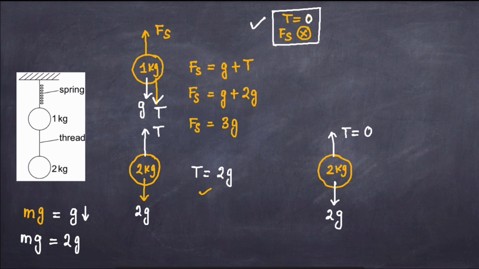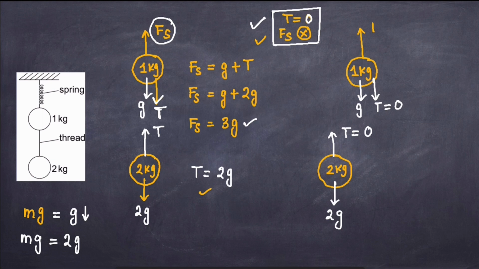Now let us again draw the free body diagram of the 1 kg block. Downward our force will remain unchanged, so G will remain unchanged. But the tension force will become 0, so over here the tension force is becoming 0. But the spring force is remaining unchanged, which is our second condition. The spring force is not changing. Initially, what was our Fs? 3G. So now the spring force will be the same, 3G upward. So we have successfully drawn the free body diagram after cutting the string.